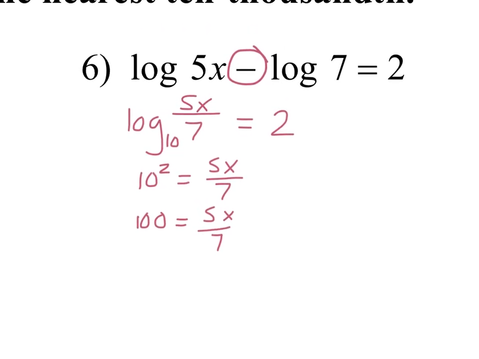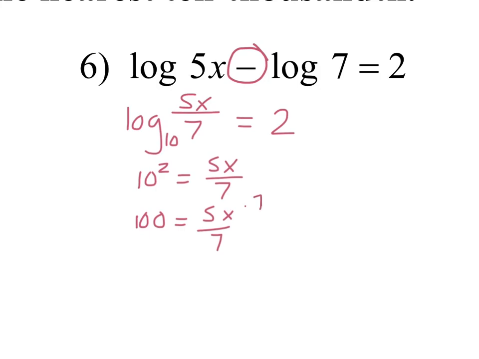Now to get rid of that 7 from the denominator, we can multiply both sides of our equation by 7. So it'll cancel out on the right, and on the left it becomes 700. So 700 is equal to 5x. We can now divide both sides by 5. So 700 divided by 5 is 140.